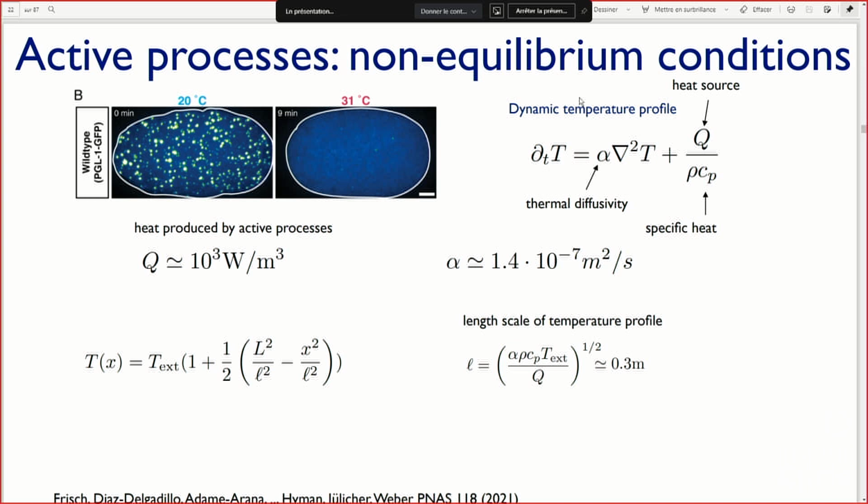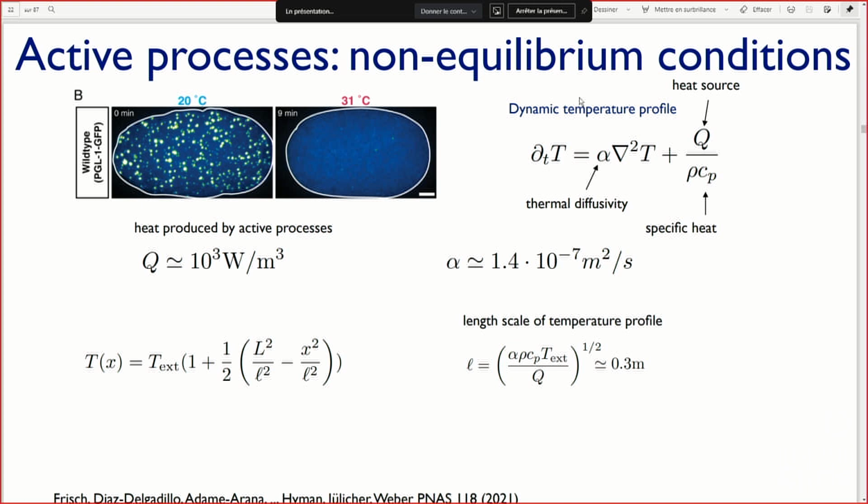So in general, an organism or a cell releases heat, and the typical order of magnitude is 1,000 watt per cubic meter. It's the order of magnitude of the heat production of an organism or a cell. And this then gives rise to a non-constant temperature profile.